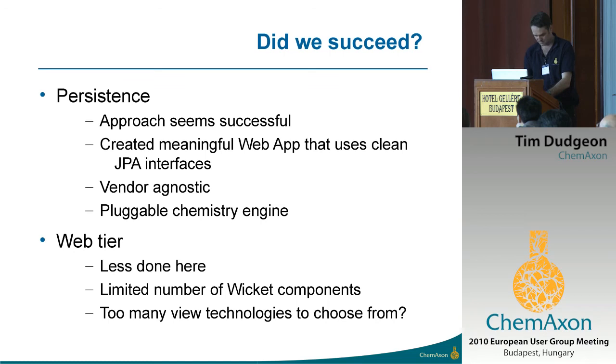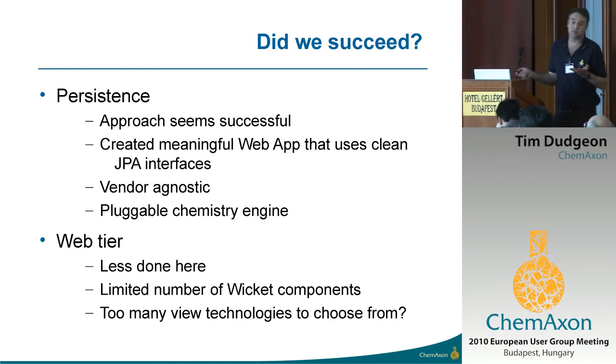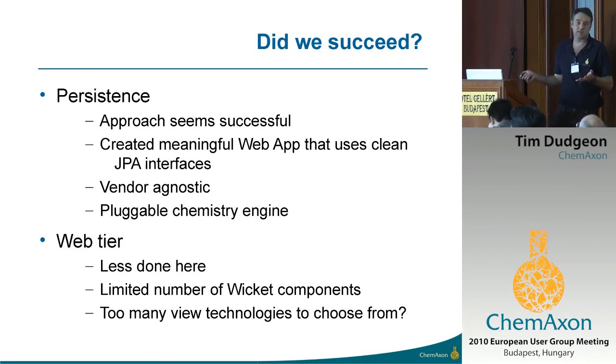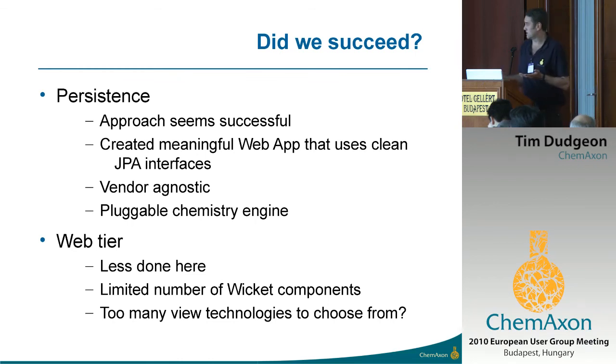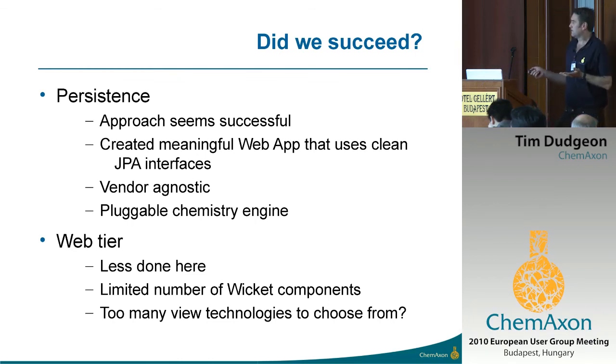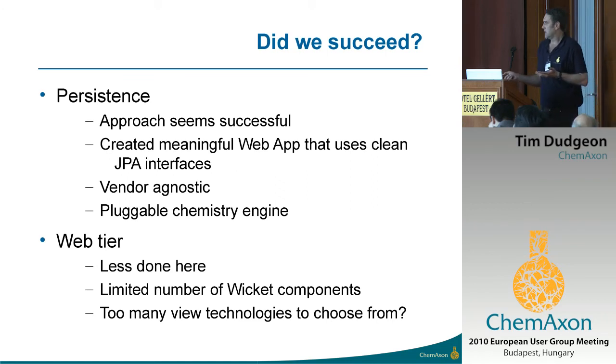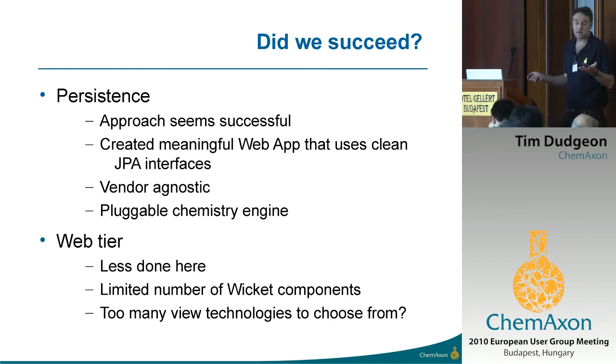Okay, so I've pretty well finished. So it does work. Did we succeed? With the persistence, yes, definitely. We got the approach that we think works. It's not fully implemented yet. There's lots of missing functionality, but basically the approach does work. We've created a meaningful web app that uses clean JPA interfaces, so there's no JChem code in your application, only JPA code. It's vendor agnostic, meaning we can plug out one engine and plug in another one. We could even plug in a non-ChemAxon engine if we wanted.